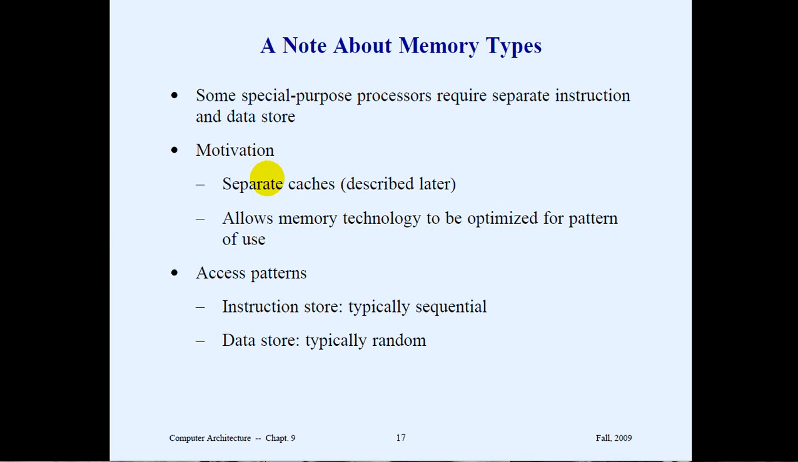So there's some special purpose processors that might require separate instructions and data stores. These are sometimes evident in things like GPU processing and a couple other types of processing. There is the existence of separate caches that we'll talk about, the L1, L2, L3. And this allows for that hierarchy that we talked about to really optimize the best use pattern. Access patterns on these types of things are typically sequential if it's an instruction store, or random if it's a data store.